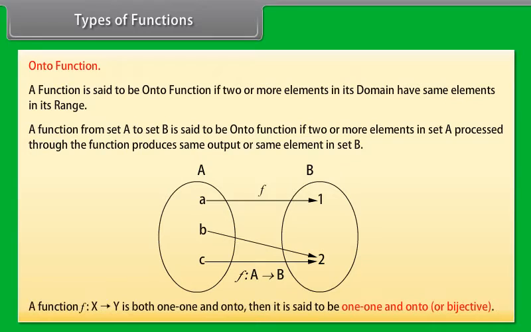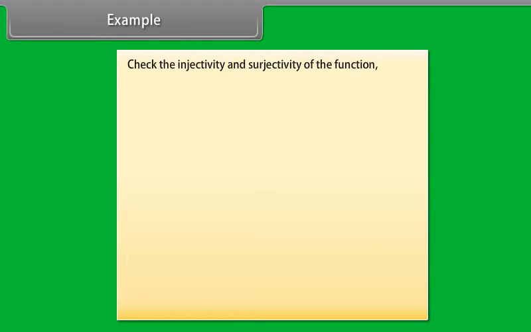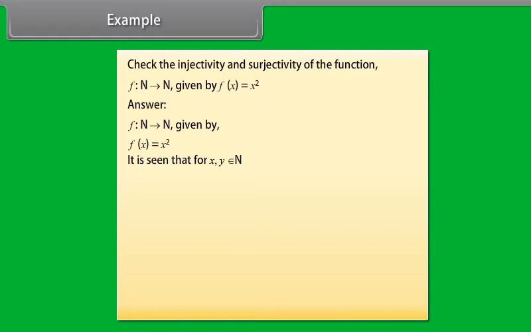A function f from X to Y is both 1-1 and onto, then it is said to be 1-1 and onto or bijective. Example. Check the injectivity and surjectivity of the function f from N to N given by f of x is equal to x square. Answer. Function f from N to N given by f of x is equal to x square. It is seen that for x, y belongs to N, f of x is equal to f of y, which implies that x square is equal to y square, which implies that x is equal to y.